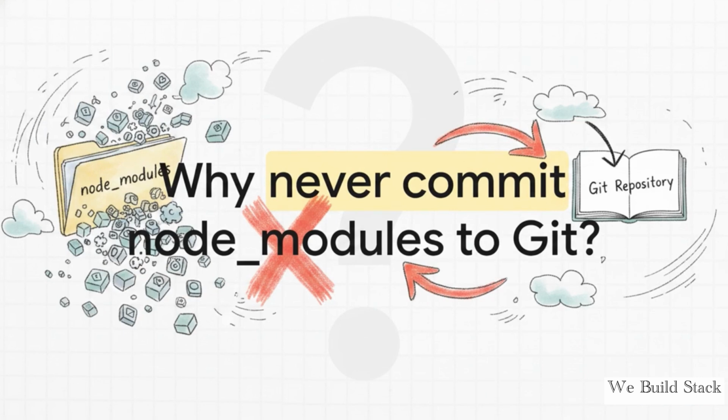But before we go any further, we need to build a secure fence around our project to protect it. Knowing exactly what to keep out of version control is just as important as what goes in. Which naturally brings up a huge question. Why on earth should you never, ever commit that giant node_modules folder to Git?